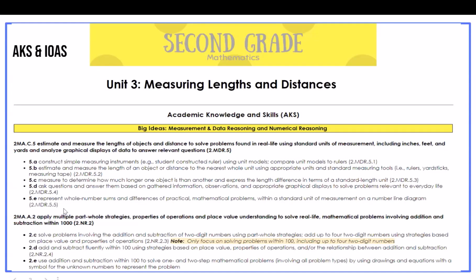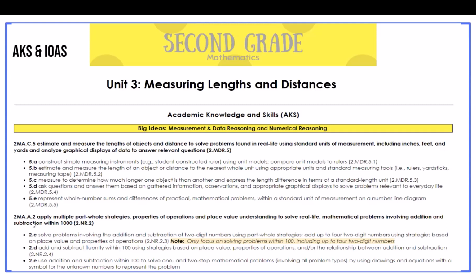AKS 2 involves students continuing to add and subtract numbers using a variety of strategies based on place value, part, whole, and properties of operations. Students will also continue to work on building fluency with addition and subtraction within 20 and within 100. In Unit 3, students will continue to add and subtract numbers within 100.